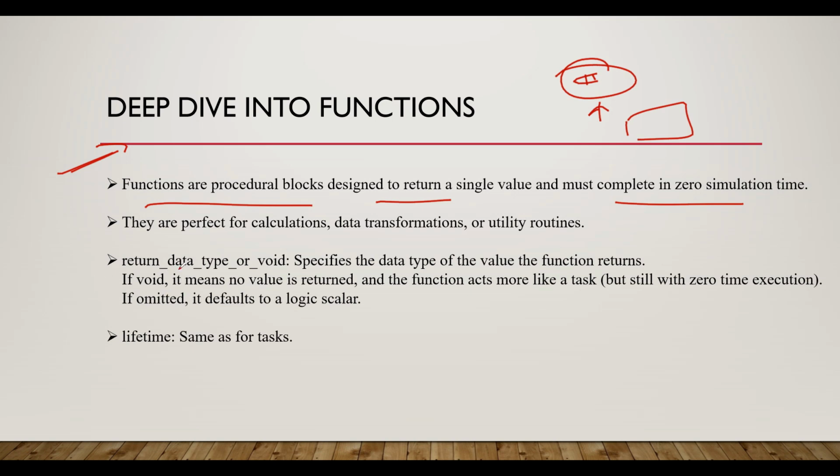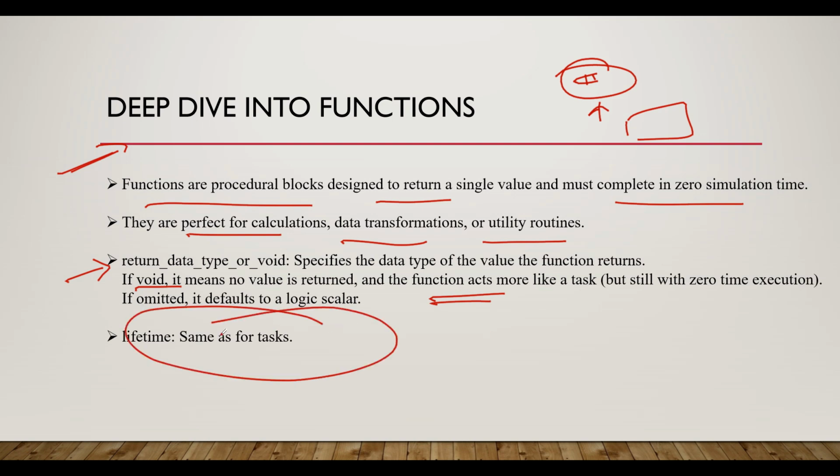Now they are perfect for calculations because they execute in zero simulation time, data transformation or utility routines. Now let's see the return type. If you don't want to return anything, you just use void. Void means you are not returning anything. If you want to return something, you write the return parameters for whatever you want to return. Its lifetime is the same as the task.